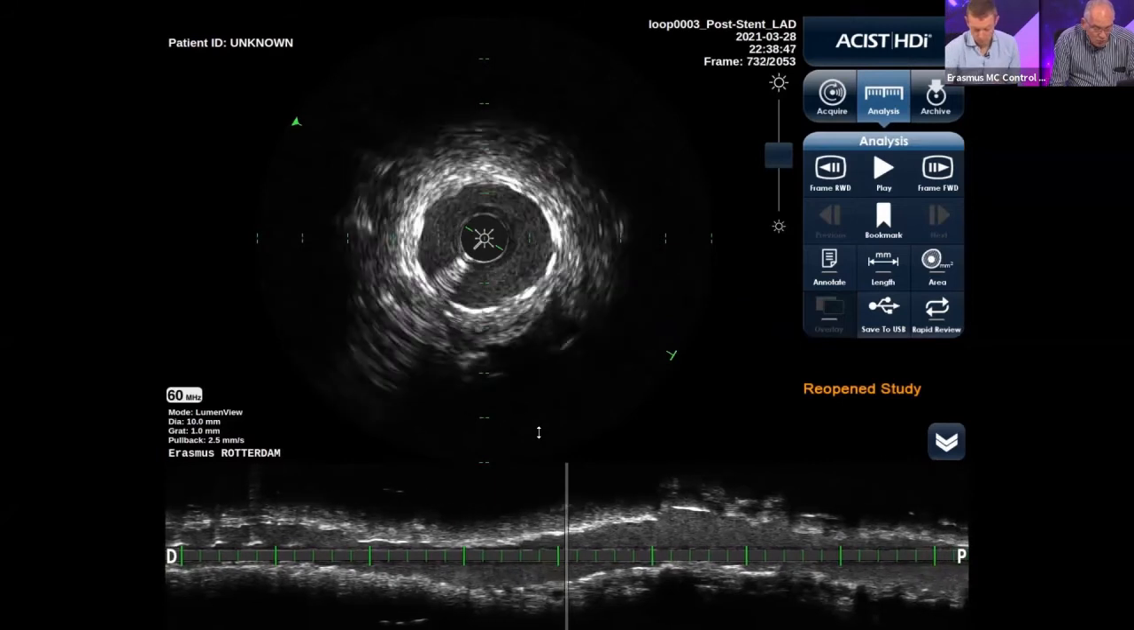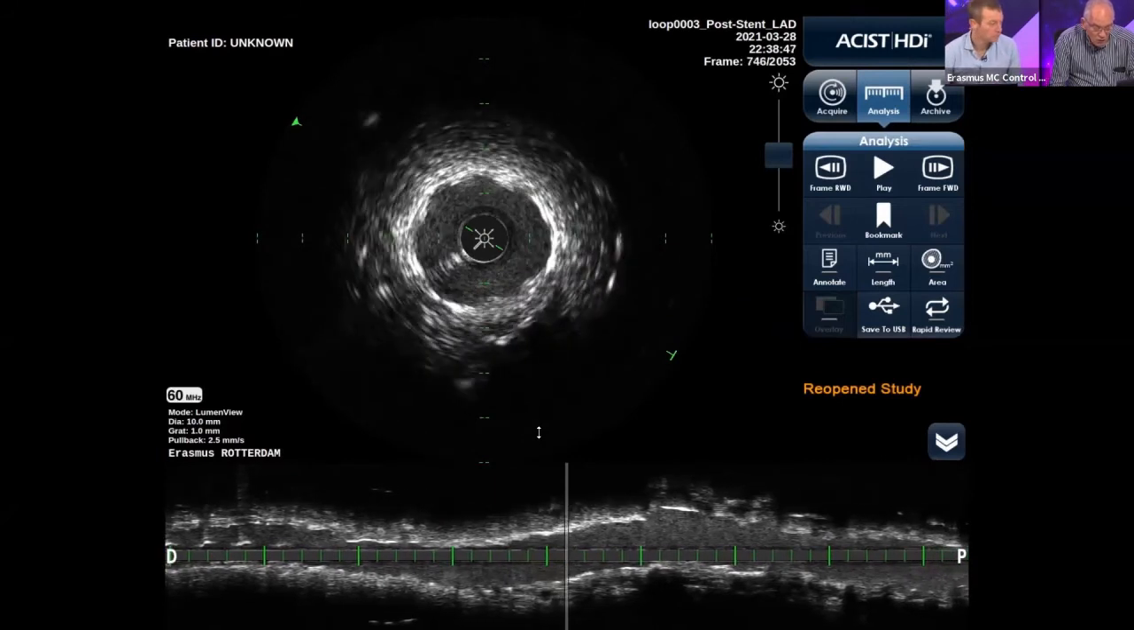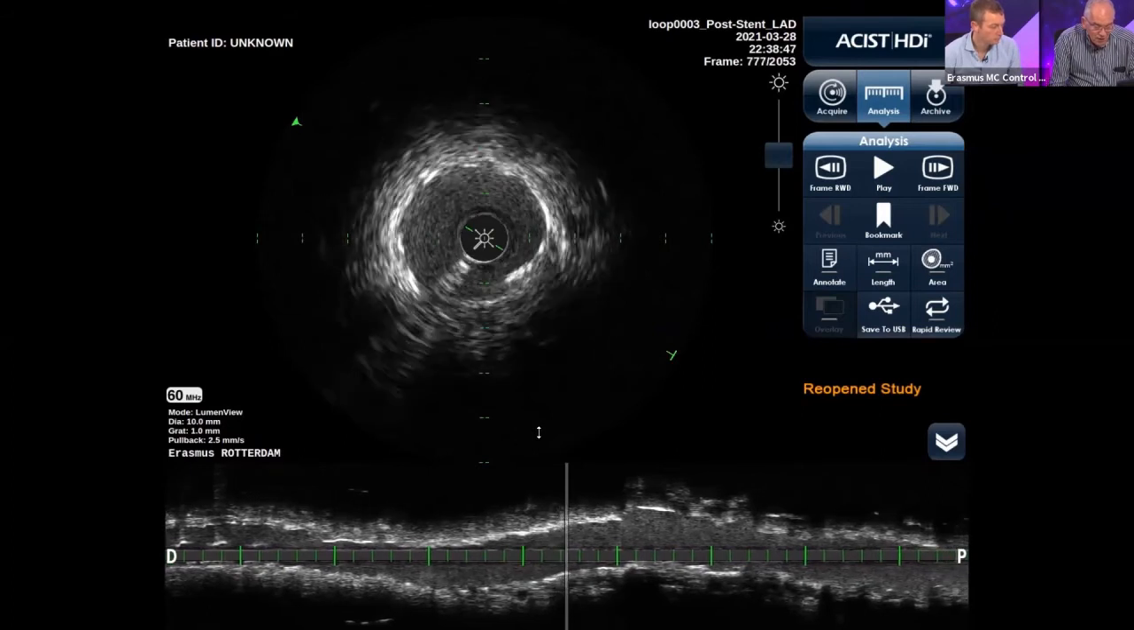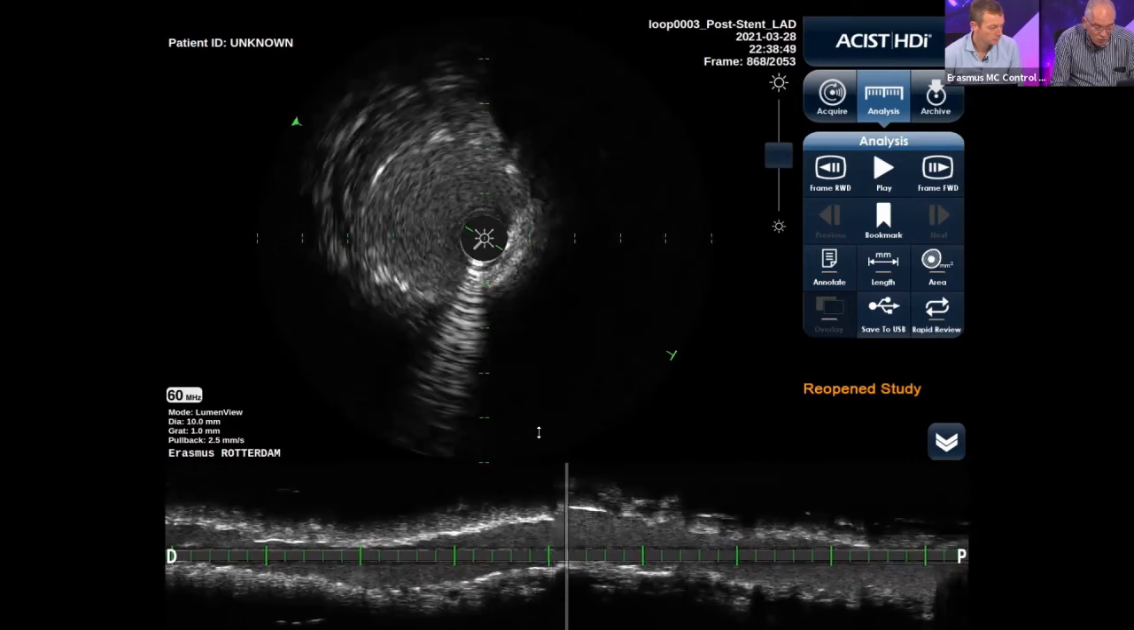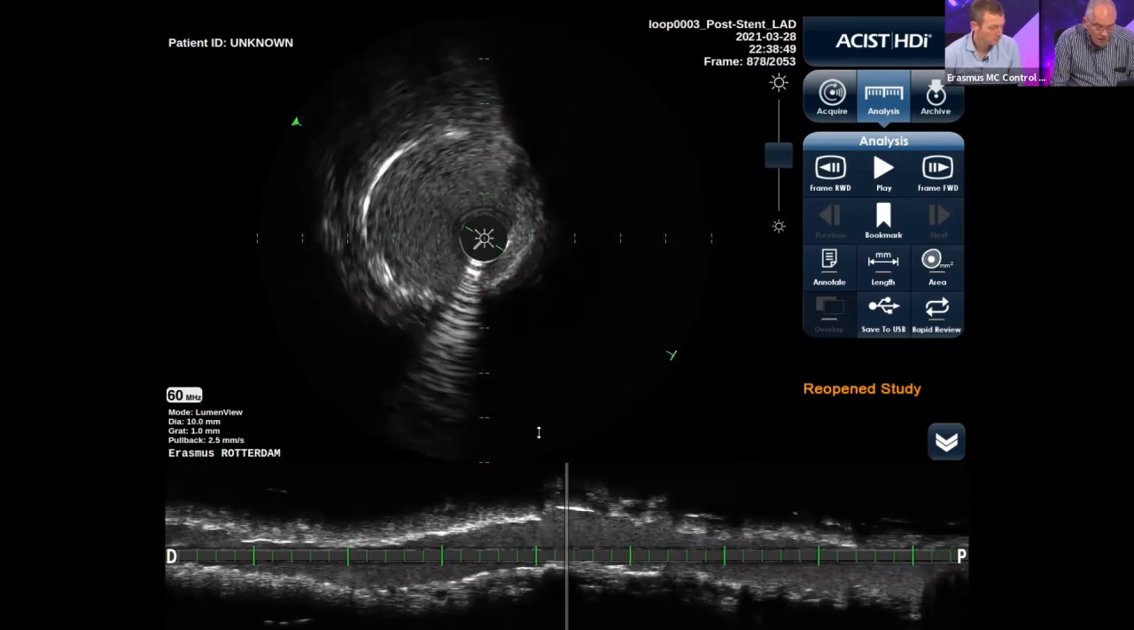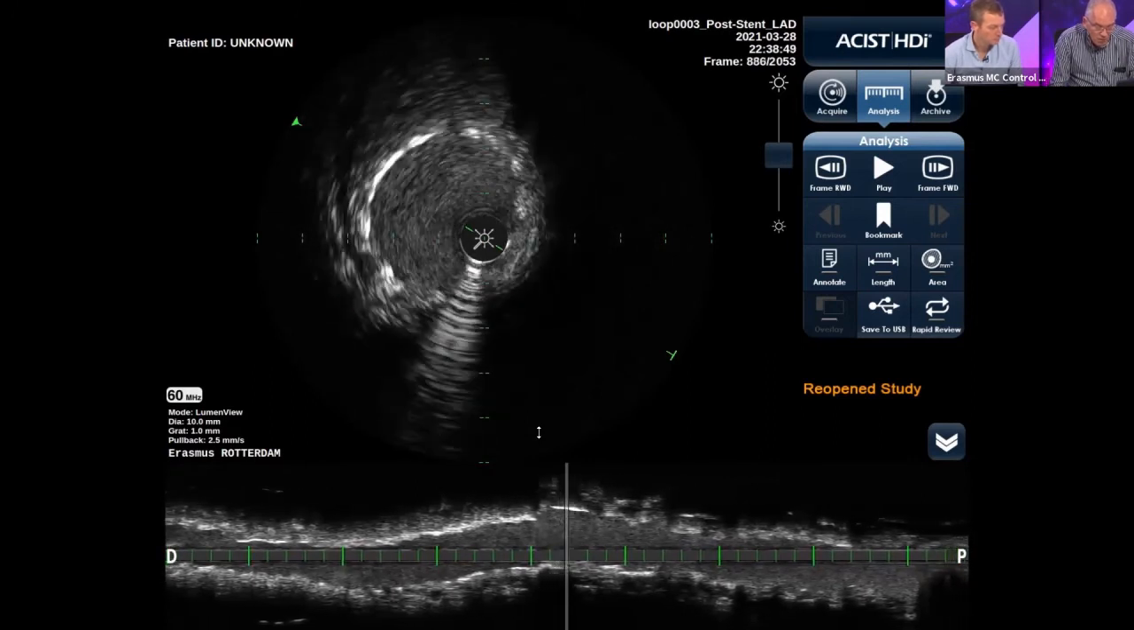In the meantime, what I always see also, I look for apposition. So far, all the stent struts were well opposed against the lumen wall. Here we overlap a side branch.